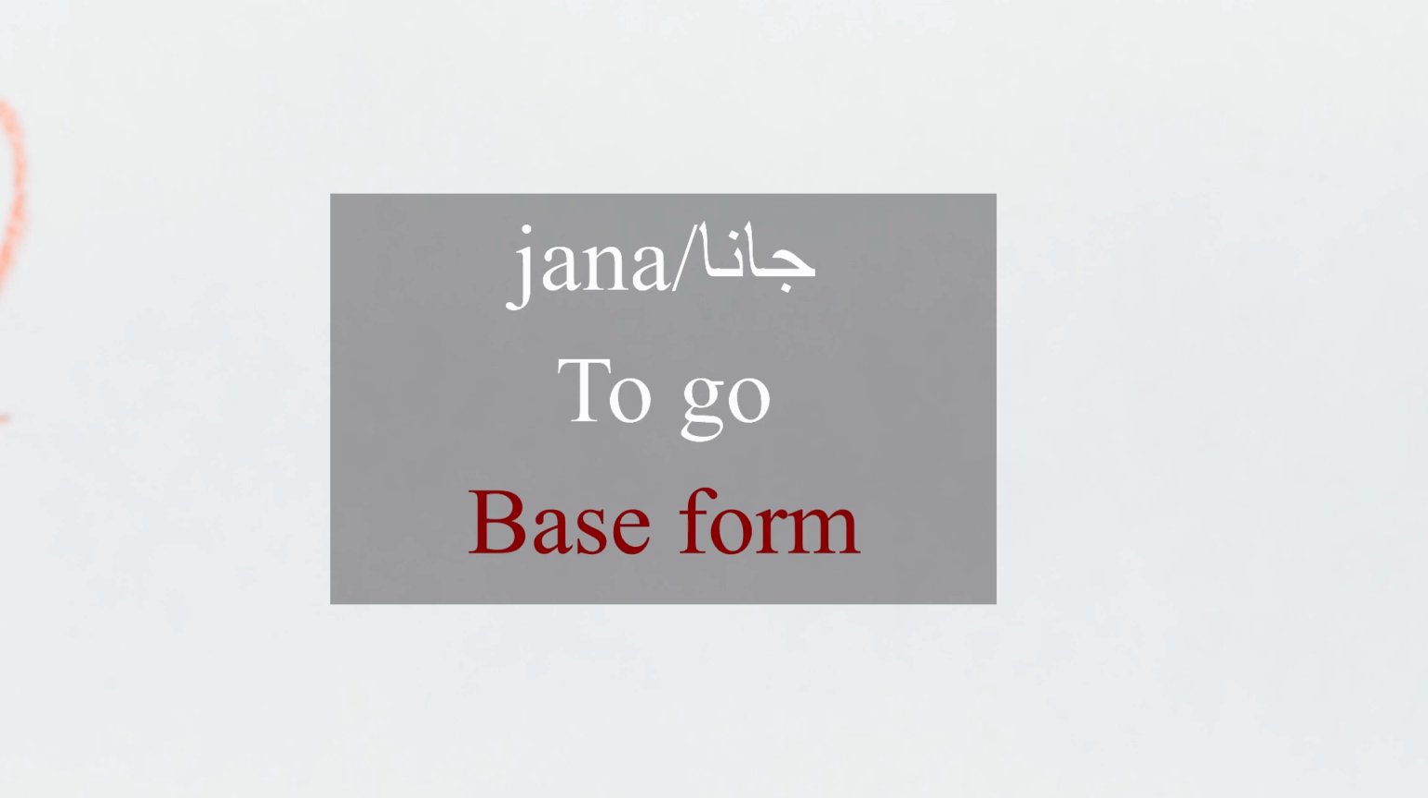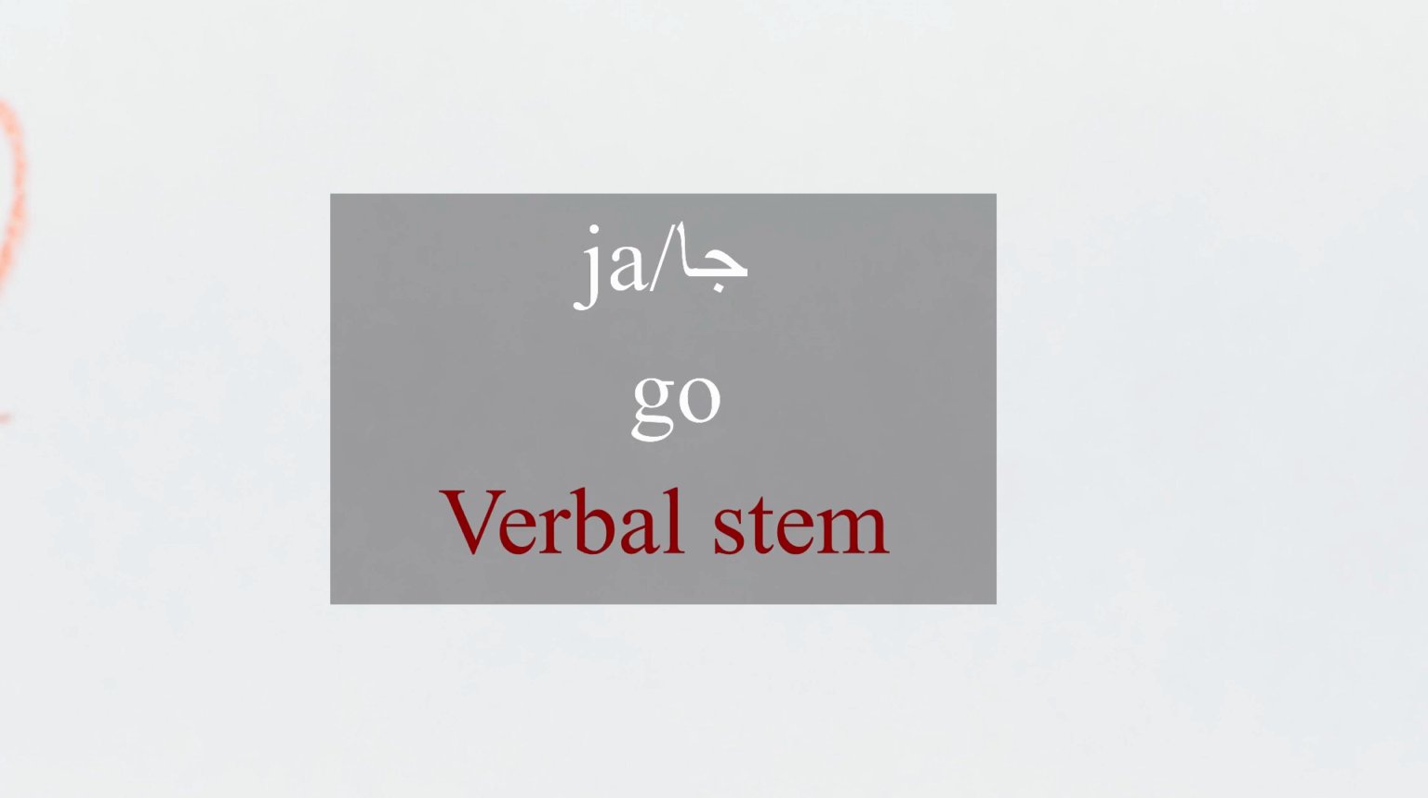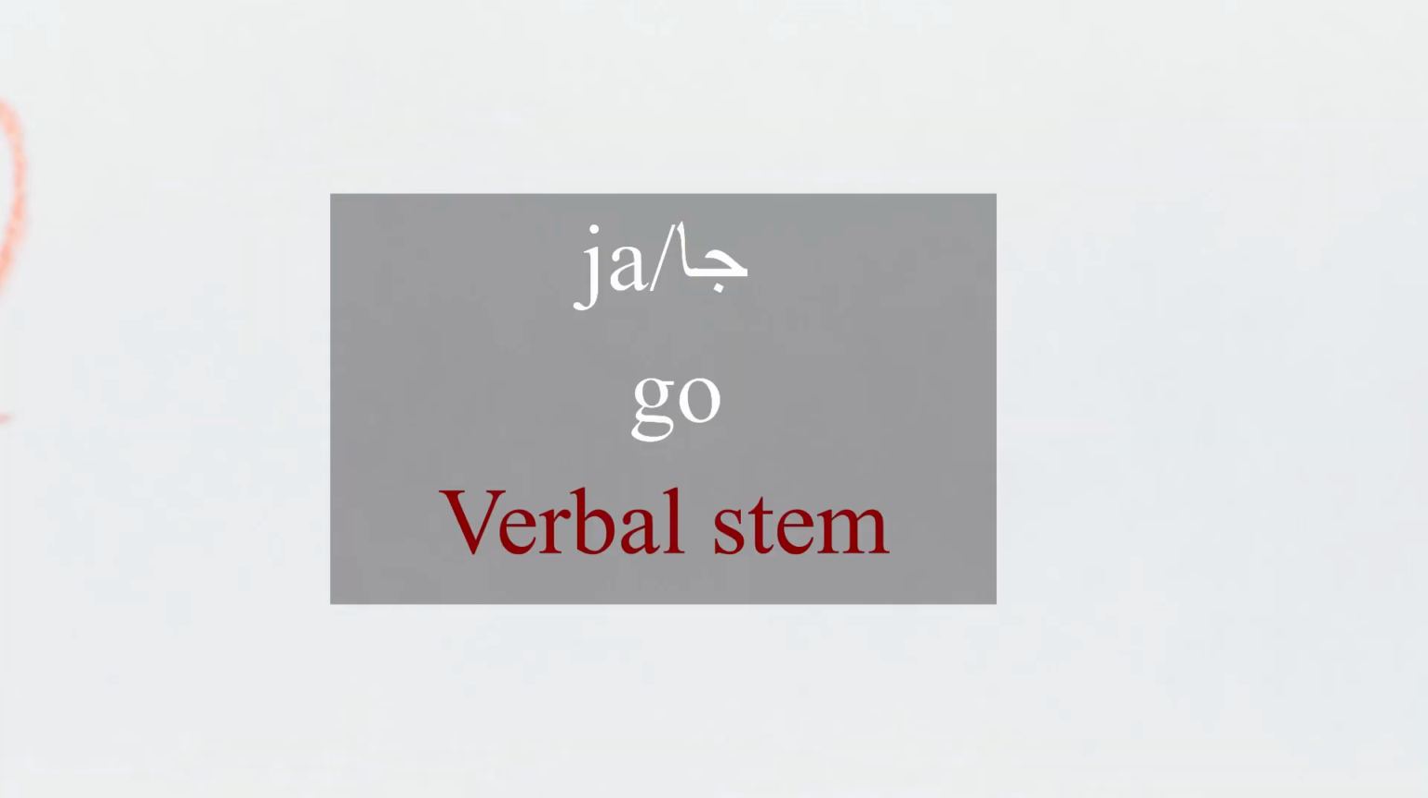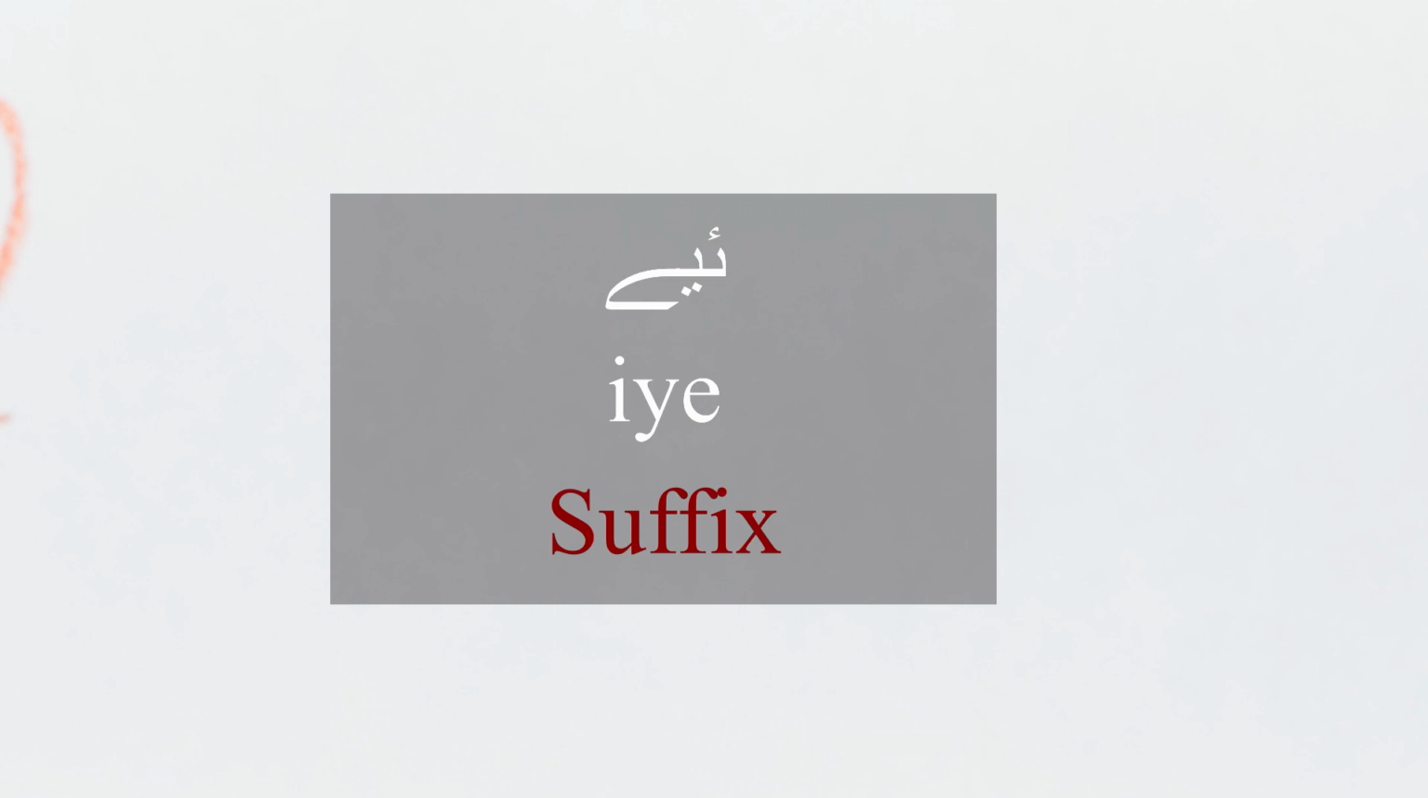Let's take the verb jana, right? Jana. What can you do? So the first step, as always, is removing the na, because this is the base form of the verb, this is the infinitive verb, so we cannot use it as a whole. So we have to remove the na, as in every construction in Urdu. So when we remove the na, the thing that is left, ja, is called a verbal stem. Now you have to add the suffix. So the suffix is ye, jaye.